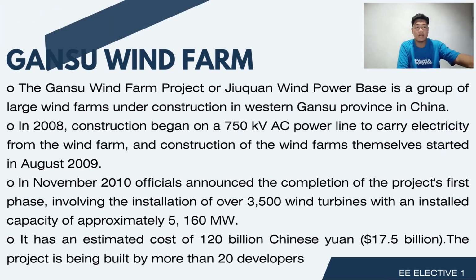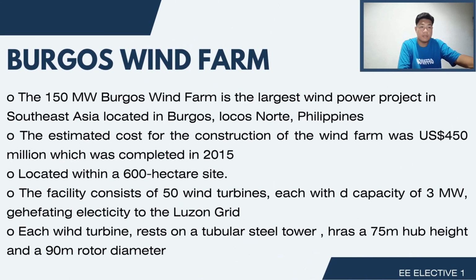So grabe laki, compare natin dun sa Burgos Wind Farm. Dito may 3,500 wind turbines tayo and 5,160 megawatts sa Gansu Wind Farm. Sa Burgos Wind Farm naman is the 150 megawatts Burgos Wind Farm is the largest wind power project in Southeast Asia, located in Burgos, Ilocos Norte, Philippines. The estimated cost for the construction of the wind farm was $450 million, which was completed in 2015.